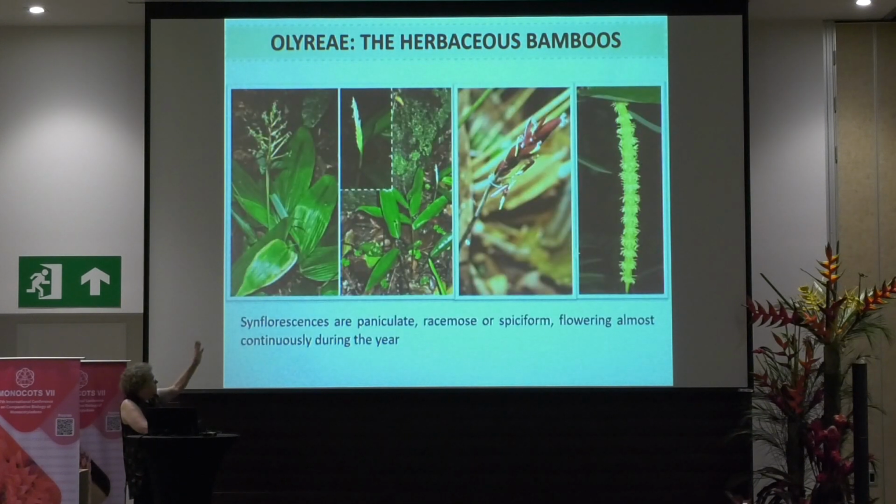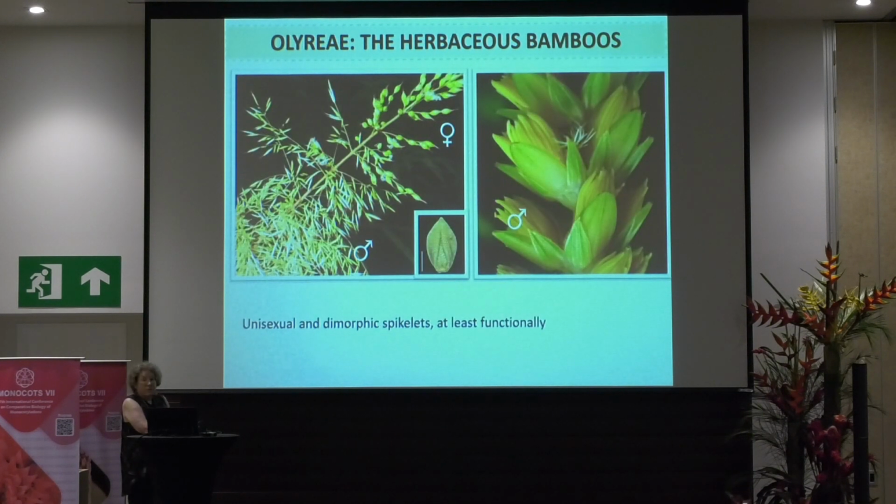And the flowers show some interesting variation. You can see the forms of the inflorescences there, ranging from paniculate to kind of spicate, like there. But what's really different is that they have unisexual spikelets. The woody bamboos are all bisexual. And here in the Olyreae, it is often the case that the females and males are very strongly differentiated. Not always. There's a few where they're much more similar, but they're all at least functionally unisexual.